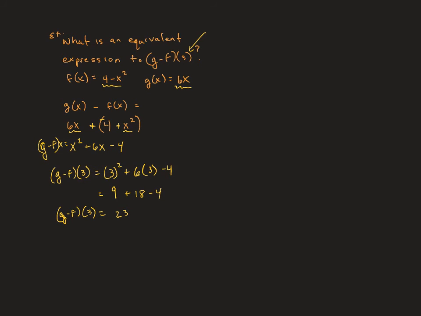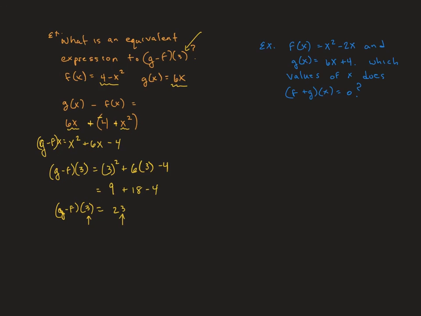And this might be more than you really need, but it tells me that I should know that 3 is my input, the x value. 23 is my output, the y value. And let's see, one more. Okay, so here we have f of x is x squared minus 2x, and g of x is 6x plus 4, and it wants to know which values of x does f plus g of x equal 0. Well, if we do this first, let's go ahead and combine those two things.